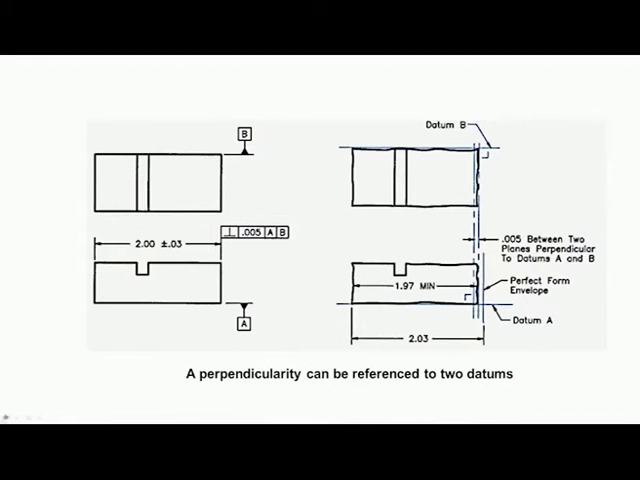And sometimes two datums are specified. So, in that case this particular surface should be perpendicular to this datum as well as this datum. So, with respect to these two, we should conduct the test.